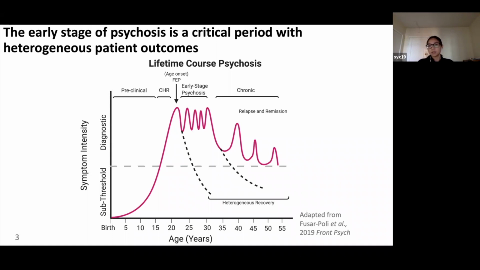So in this study, we define the early stage of psychosis as the first 5 years after the onset of psychosis. We are interested in this period because it's a dynamic critical period with heterogeneous symptom presentation and outcomes. So for example, recovery could occur after the first episode or after repeated episodes. It has been proposed that the right intervention could result in disproportionately favorable outcomes.